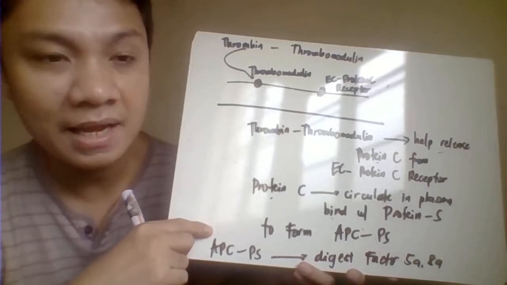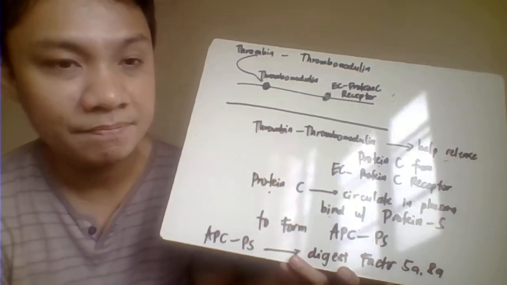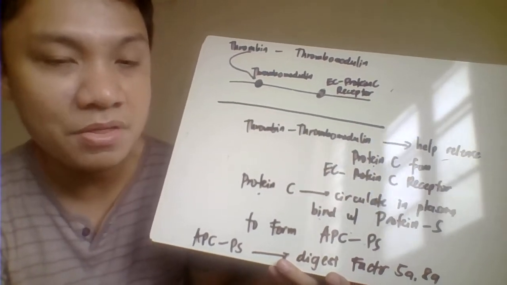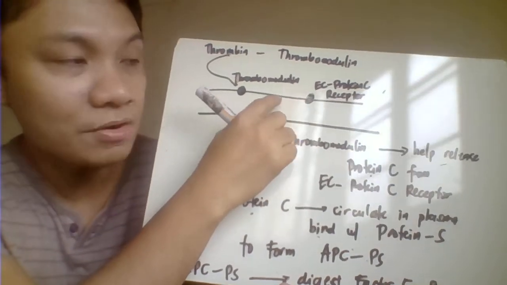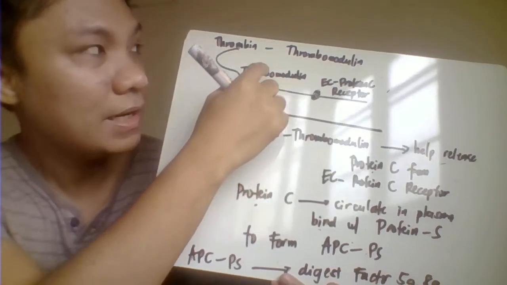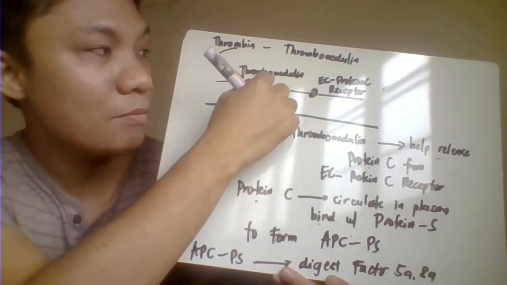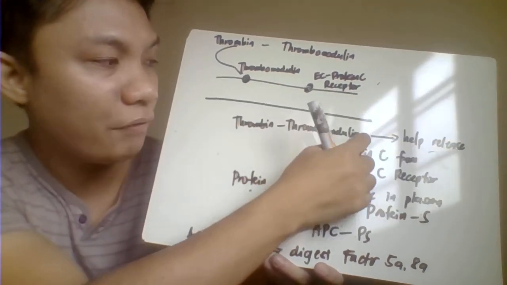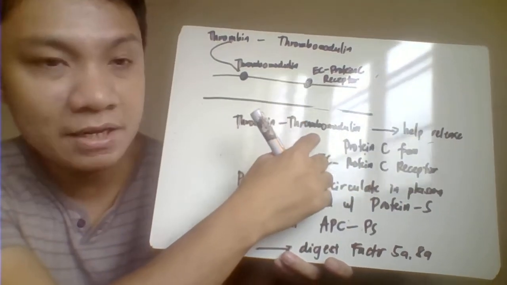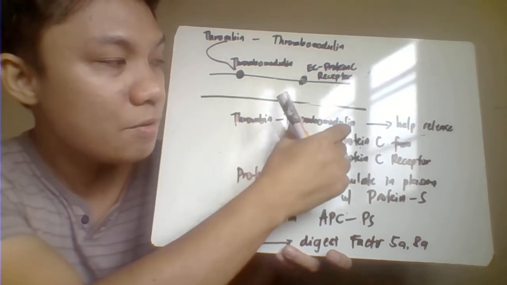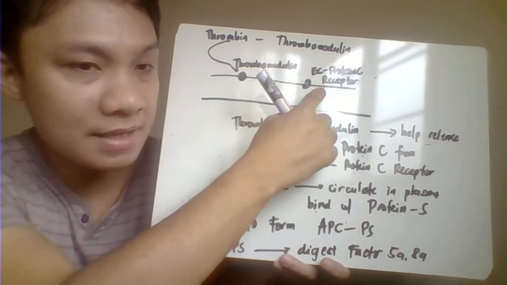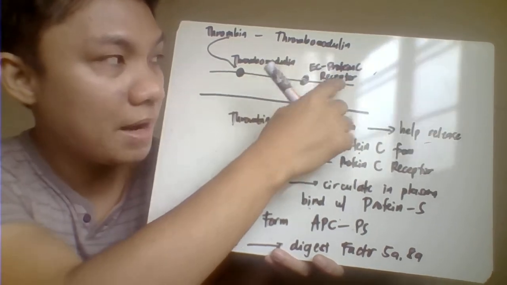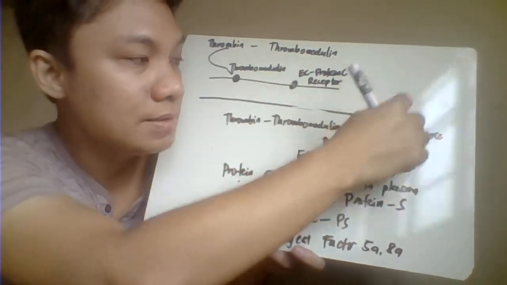Pag pinatay niya na, hindi ka magkakaroon ng clotting process. Okay, that's how your thrombomodulin complex is activated. Ulit, your blood vessel contains the thrombomodulin. Pag nag-bind si thrombin kay thrombomodulin, magpo-form siya nito, thrombomodulin complex. Your thrombomodulin complex activates this one, endothelial cell protein C receptor, para mag-release ito ng protein C.